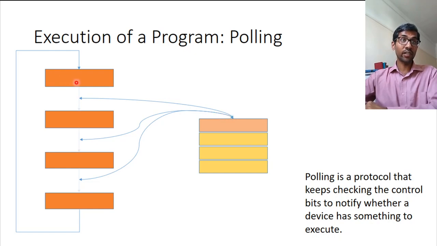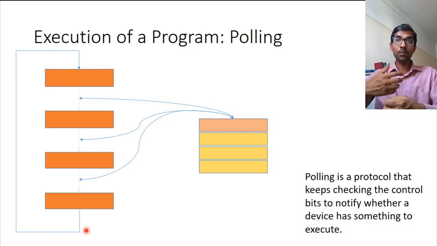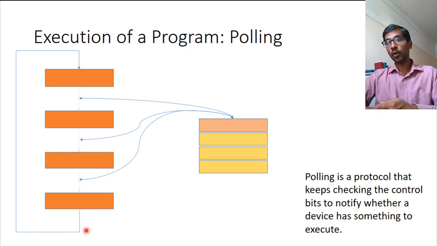If that input has not arrived, you can go to the next line of code, and then you again check for the input. If the input has arrived, you respond to the input, come back, execute the next line, and then continue. Okay, this method is called polling. Polling is a protocol that keeps checking to see whether the input has arrived. Now, what are the problems with polling?